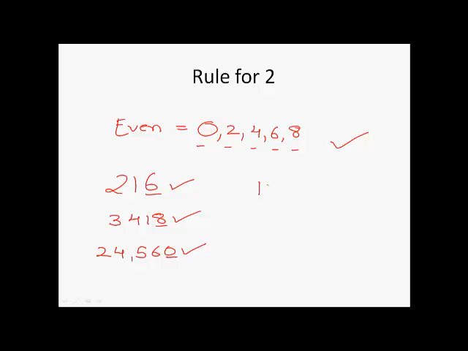On the other hand, 11 ends with a 1, not divisible by 2. 315 ends with a 5, not divisible by 2. And 4,30,46,721 ends with a 1, so not divisible by 2. So remember, if it's even, it is divisible by 2.